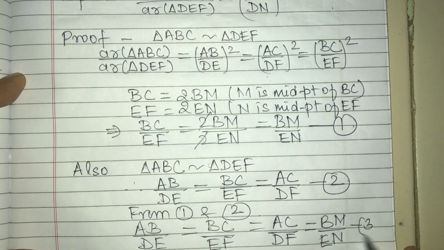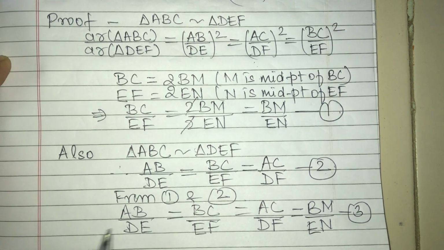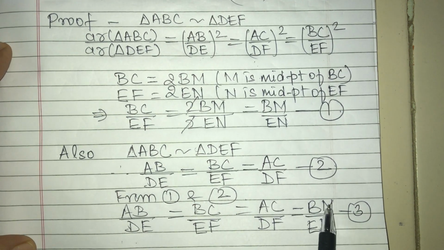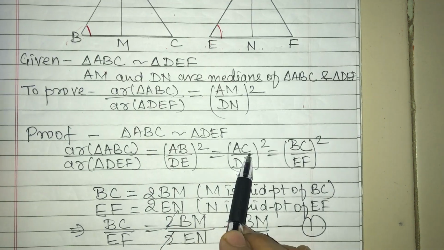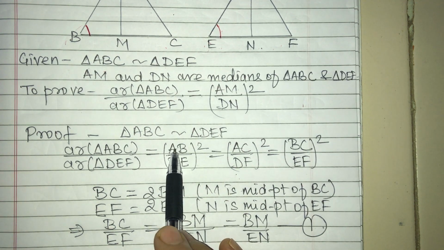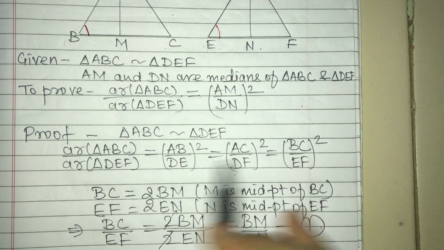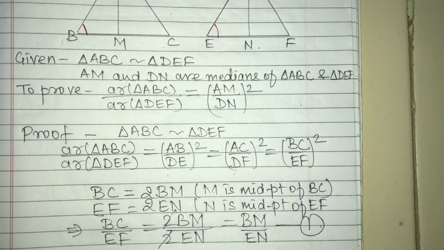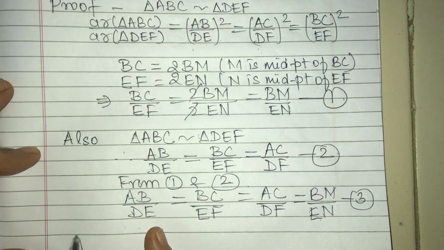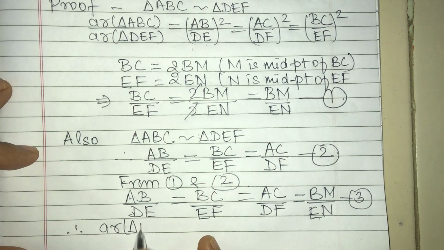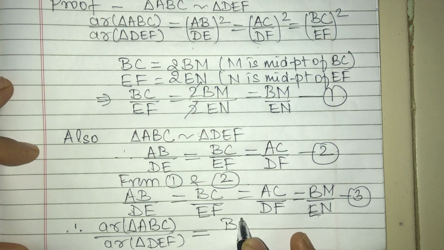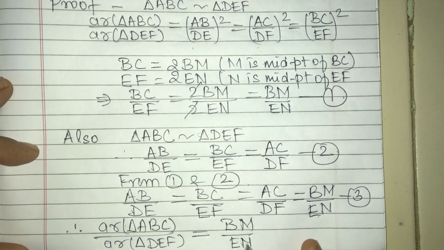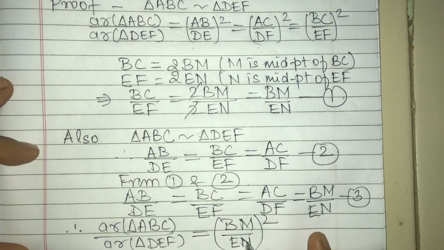So that means the ratio of the sides of these two triangles is equal to the ratio of their corresponding medians. Now I can easily replace any one of the ratios by BM upon EN, or AM upon DN. So now I am going to replace this AB upon DE by BM upon EN. Using this, we get, therefore, area of triangle ABC upon area of triangle DEF is equal to (BM upon EN) whole square. Hence proved.